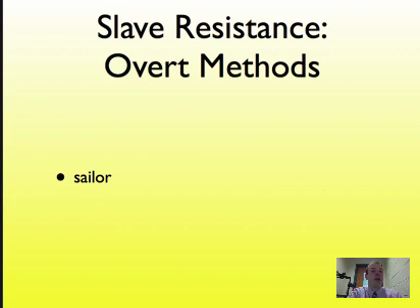Another overt method of slave resistance was to run off and become a sailor. This was an easier way to escape than some other methods. And these black sailors served as kind of a bridge between different black communities in the New World, carrying news of what other Africans and African Americans were enduring in different parts of the world.